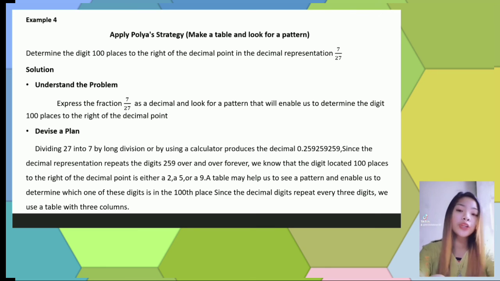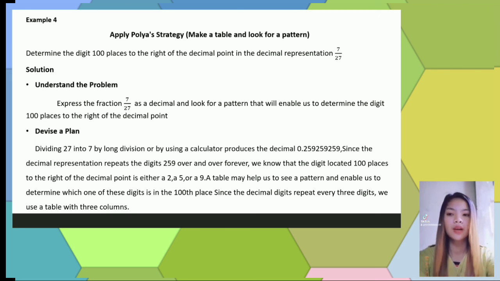So, we have to determine the digit 100 places to the right of the decimal point in the decimal representation of the number 7 over 27. First, we have to understand the problem. Express the fraction 7 over 27 as a decimal and look for a pattern that will enable us to determine the digit 100 places to the right of the decimal point.